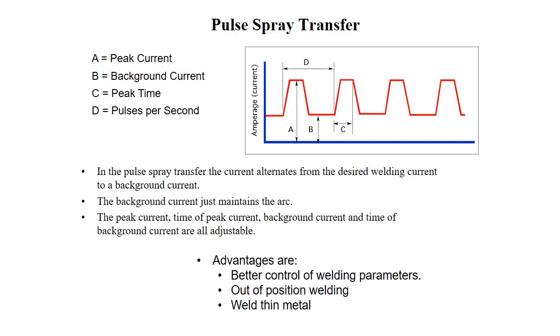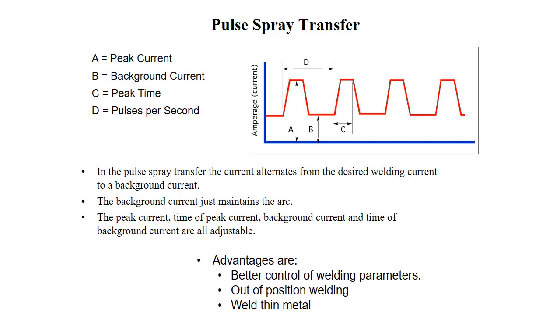You're alternating that amount of energy. So the current alternates from your desired welding current to a background current. So you're heating it up real hot and then you're cooling it down, or making it less hot, I guess. And this allows your weld pool to semi-solidify, but you're not pumping thermal energy, electricity, current into your weld puddle at a constant rate.